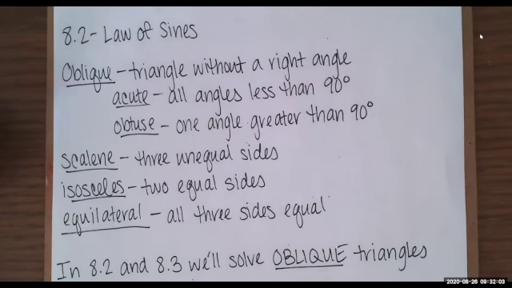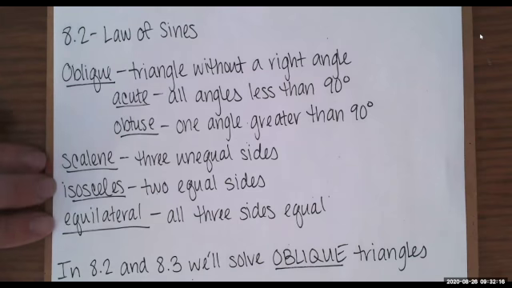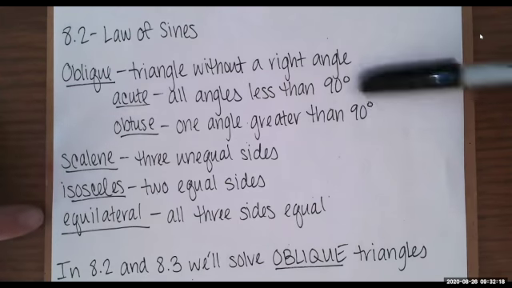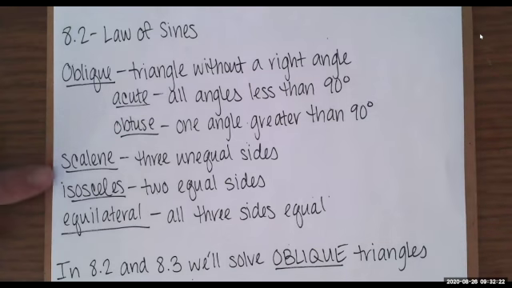Acute means all angles are less than 90 degrees, and obtuse means one angle is greater than 90 degrees. Of course, we can't have two angles greater than 90, otherwise the sum of the angles can't be 180. These three terms refer to the sides. So these are all terms referring to the angles, and these are terms referring to the sides. So a scalene triangle has three unequal sides. An isosceles triangle has two equal sides, and an equilateral triangle has all three sides equal. Again, you're not going to be tested on these terms, but I just wanted to put them all in one place for you.